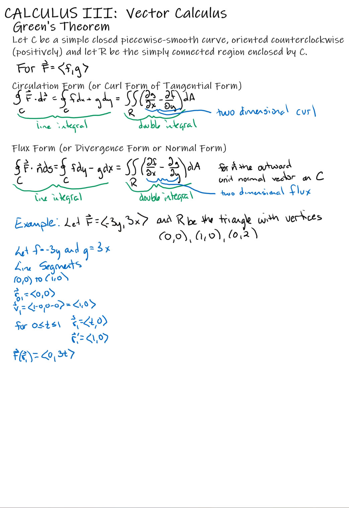Now let's look at the segment that goes from 1, 0 to 0, 2. Go through the exact same process. R0, 2 is the vector 0, 1, 0. And then V1 is 0 minus 1, comma 2 minus 0, which gives us the vector negative 1, 2.